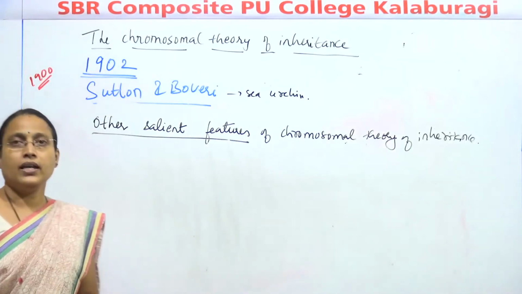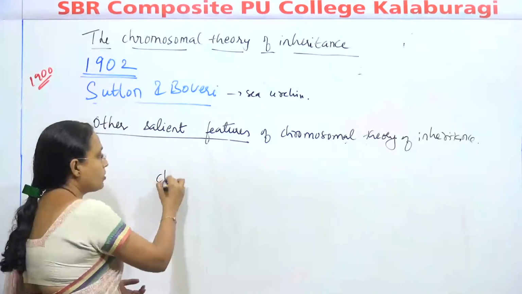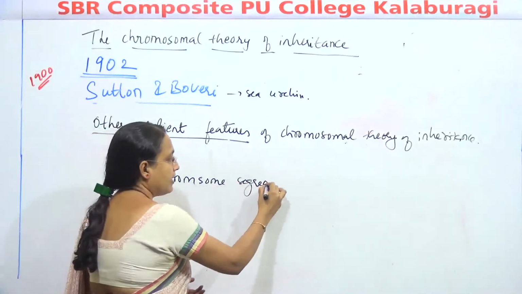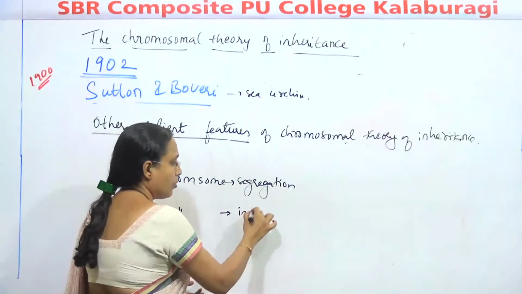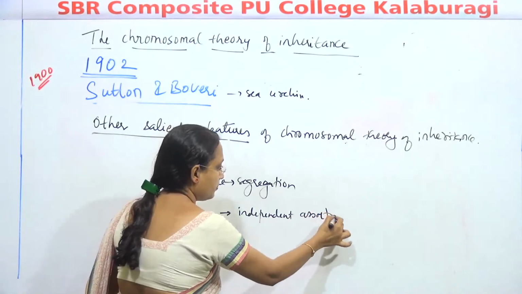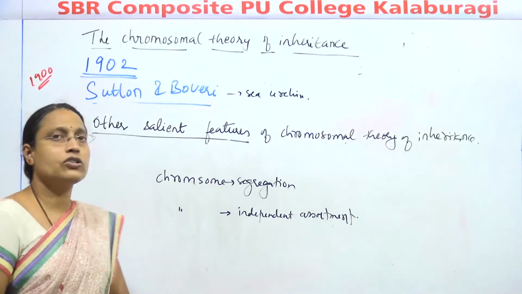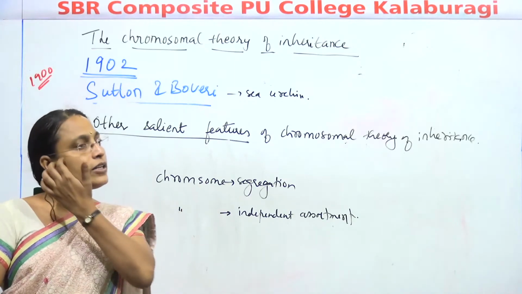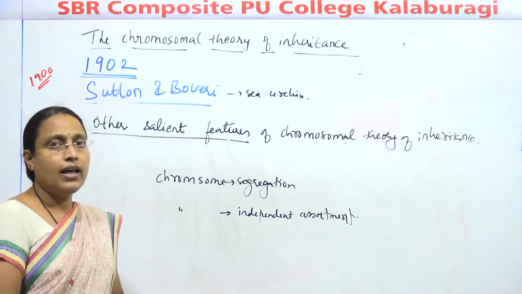Now, the last: chromosomes are paired. Those pairs are called homologous pairs. Chromosomes undergo segregation. This is one point. Then chromosomes undergo independent assortment. These are two separate points. These are also salient features of the chromosomal theory of inheritance. Out of those, the last points show very much similarity with the Mendelian factors, so I will explain them at the end.